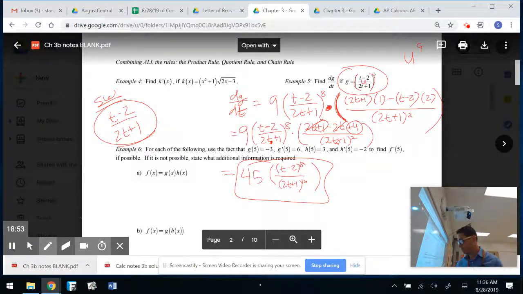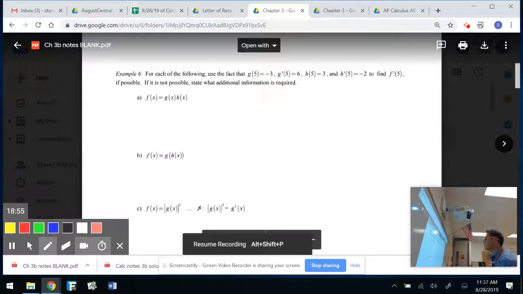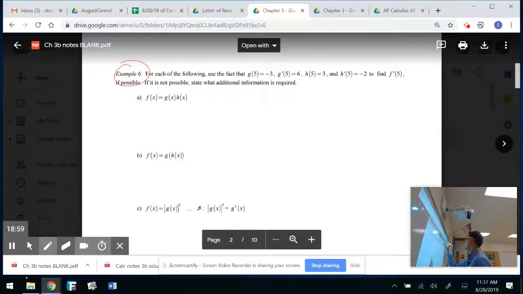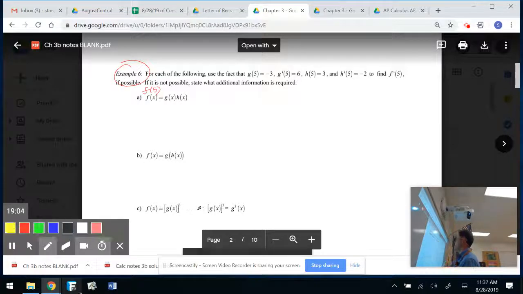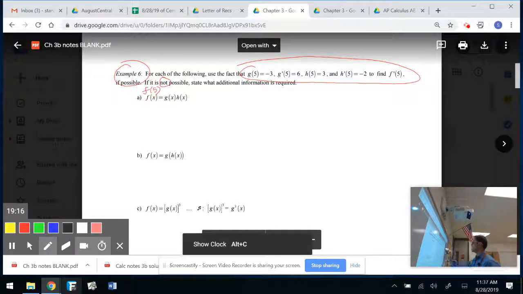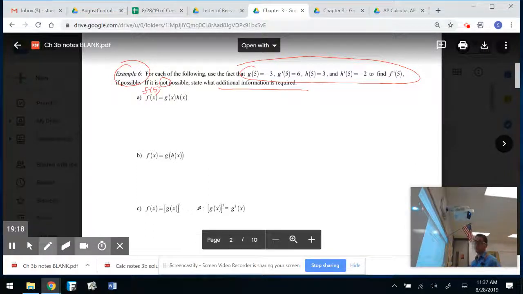All right, class? Okay, here is the chain rule, example 6, but a little bit differently. And when I looked at this problem, these really should be f of 5 problems, okay? But for each of the following, we're going to use all of these facts right here. So we're going to use that information, and we're going to do these problems. If for some reason you're not able to do the problem, you have to tell me what you were lacking or what you needed, okay? So let's go ahead and do this, all right?